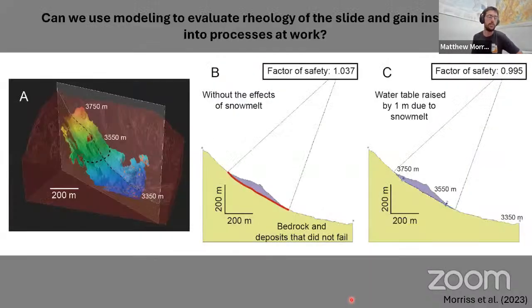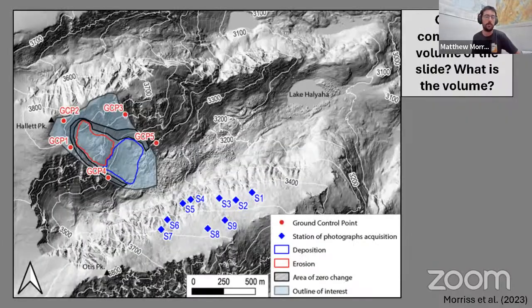Leif Anderson at the University of Utah did some modeling work. He was able to build a 3D model of the slide in, I think it's called Slide3D software, and show that without any major groundwater, there's still a factor of safety greater than 1, and the landslide slope does not fail. But if you introduce even the smallest amount of groundwater, you reach a factor of safety less than 1, and the slope fails. So again, supporting this hypothesis of the importance of groundwater.